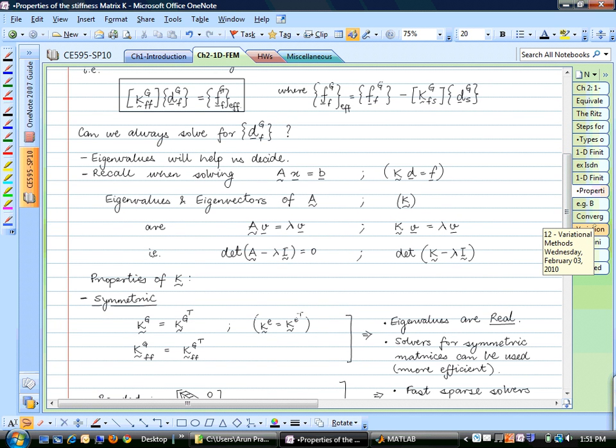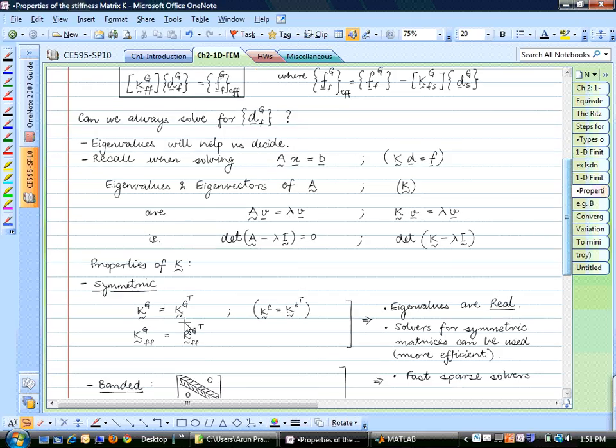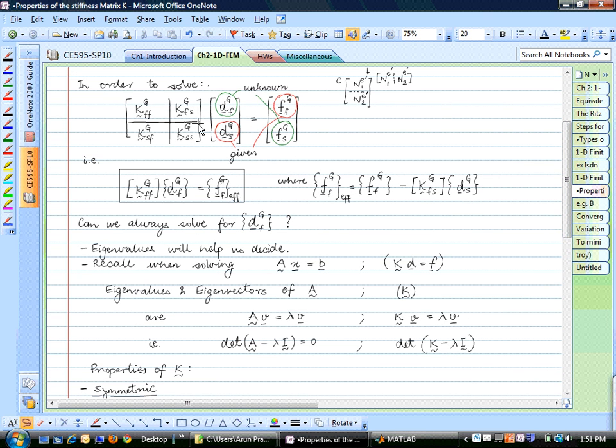So once your element stiffness matrix is symmetric, and all your degrees of freedom in the global system are also ordered in the same way, then your global stiffness matrix that we constructed by assembling all these element stiffness matrices is also going to be symmetric. And when we divide this global stiffness matrix into two parts, the specified and the free parts, even then this matrix is going to be symmetric, this matrix is going to be symmetric.